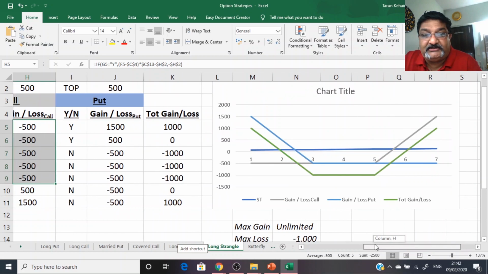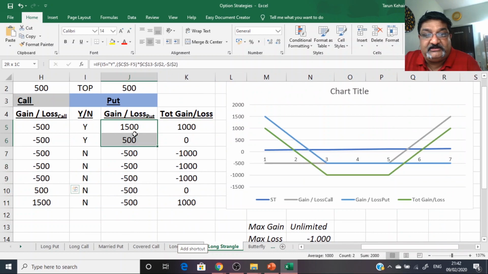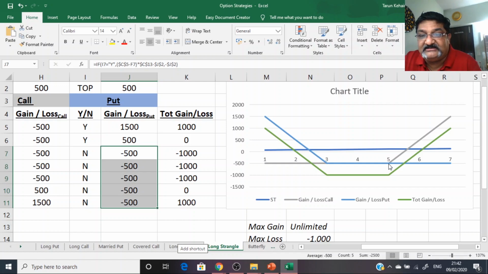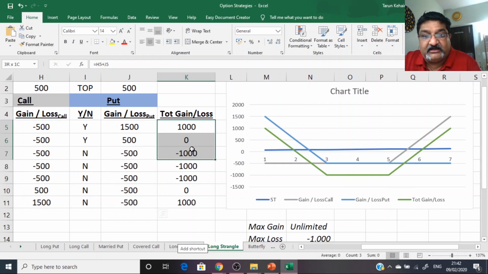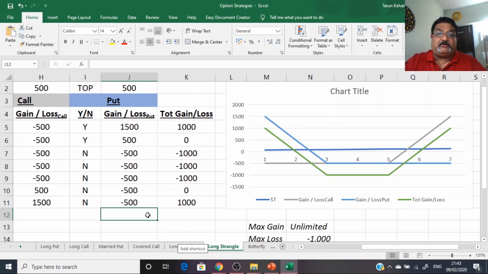If you look at the put option, you exercise the put option only in the first 2 scenarios, but it starts decreasing as the stock prices increase and then becomes stagnant at $500 of loss. So it comes down and then stagnates. This is your put. And your total gain or loss, it first comes down, stagnates, and then starts rising. So if you look here, comes down, stagnates, and then starts rising. So this is how a long strangle works.